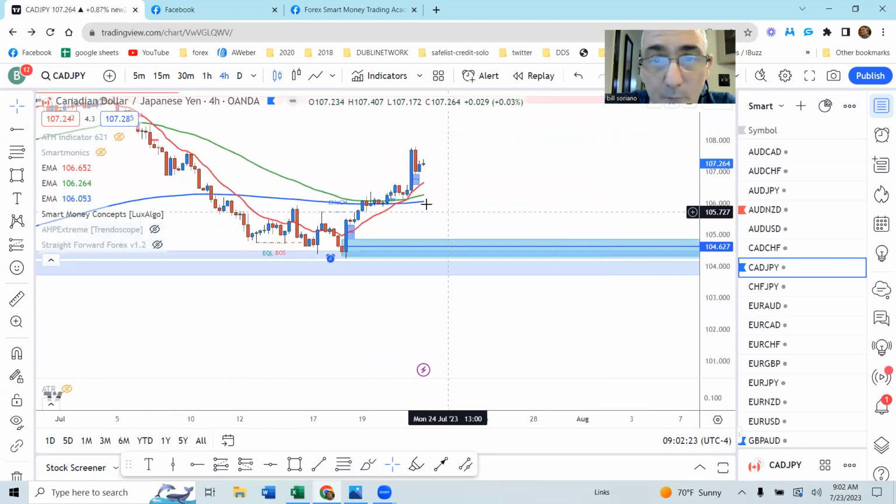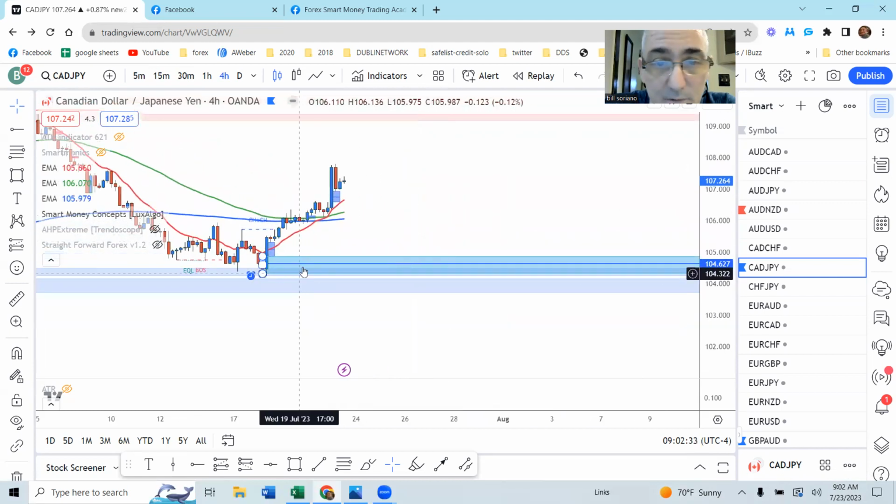Now, some people may mark up this order block right here. There is some imbalance here. Of course, these candles aren't as nice as this one here is. So we're going to stick with this one down here.